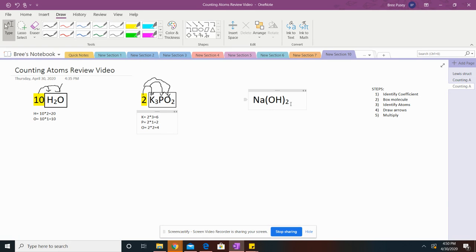All right, last problem here. Step 1, identify the coefficient. I see that there is no coefficient here, so I'm going to treat that just like it's a 1, and I'm going to put a box around the molecule.